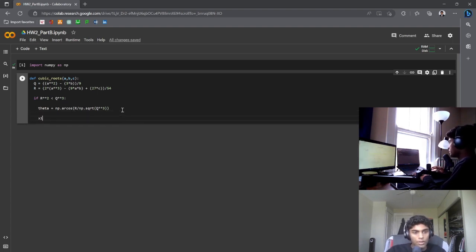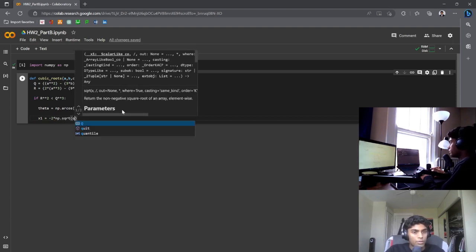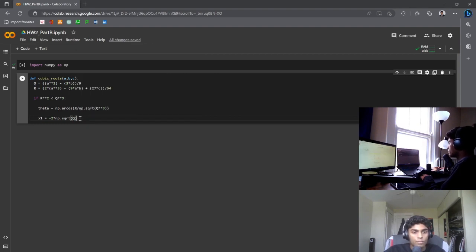So x1 is going to equal, let's see, negative 2 times np.sqrt of q, times cosine of theta over 3, minus a over 3. And then our x2 and x3 actually look quite similar to that.